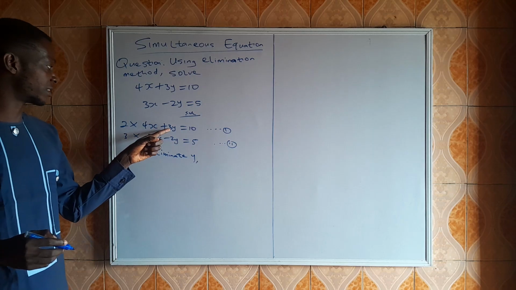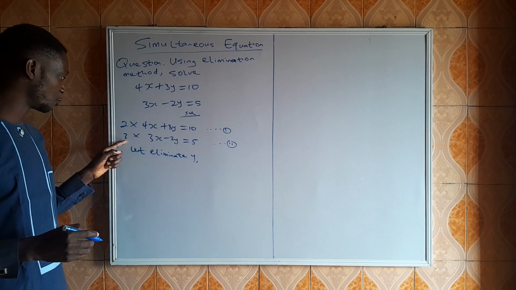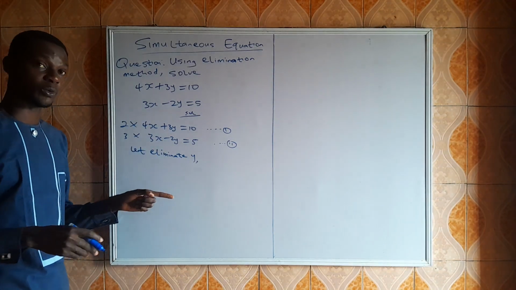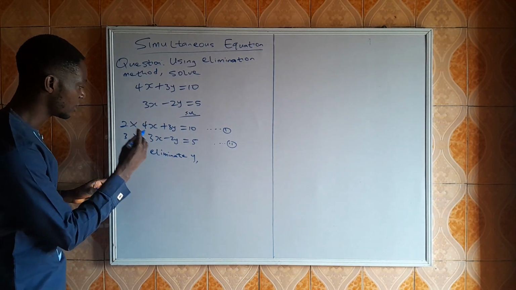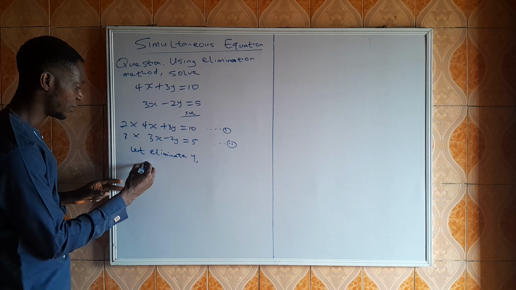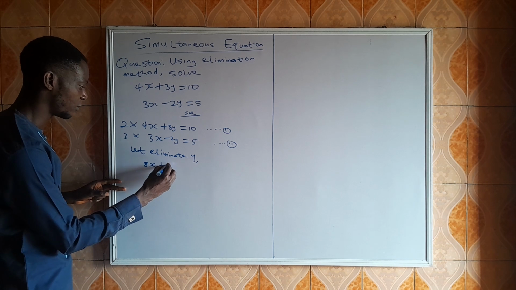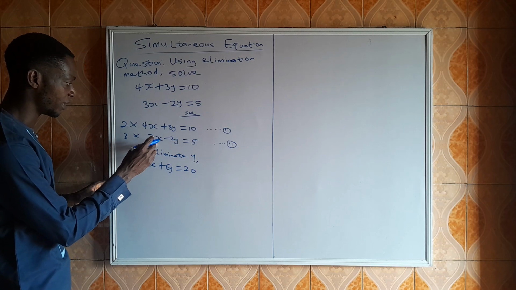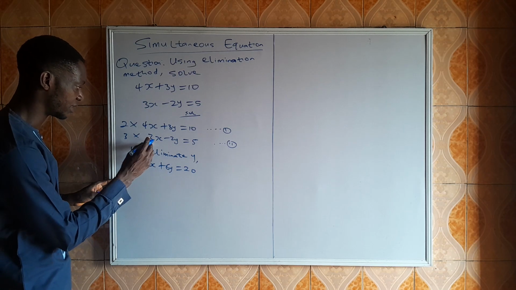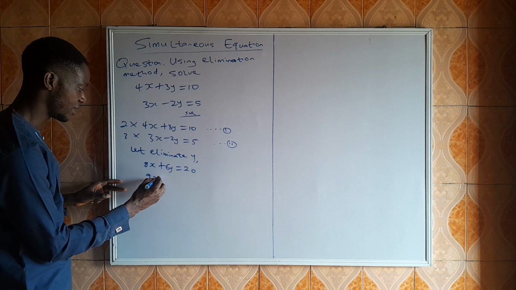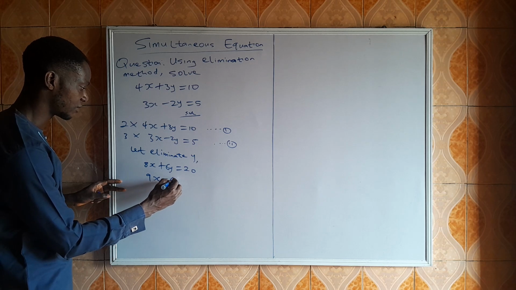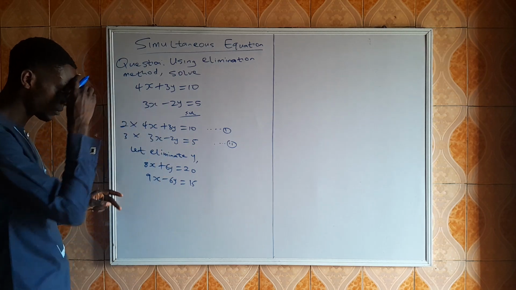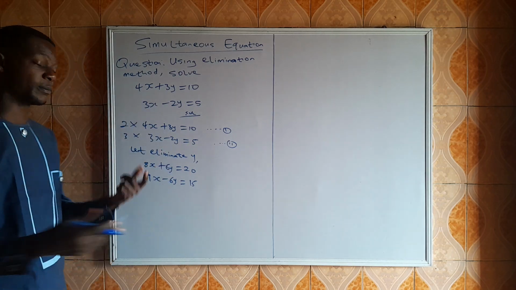Now, your 2 multiplied by 3y will give you 6y, and your 3 multiplied by 2y will also give you 6y. So with that, you can eliminate the y. From here, 2 multiplied by 4 is 8s plus 6y equals 20. And 3 multiplied by 3s will be 9s minus 6y equals 15.